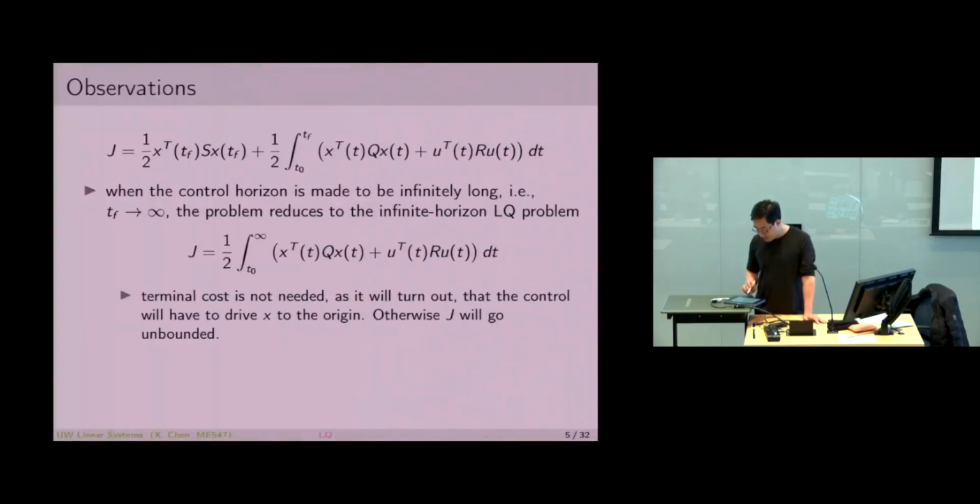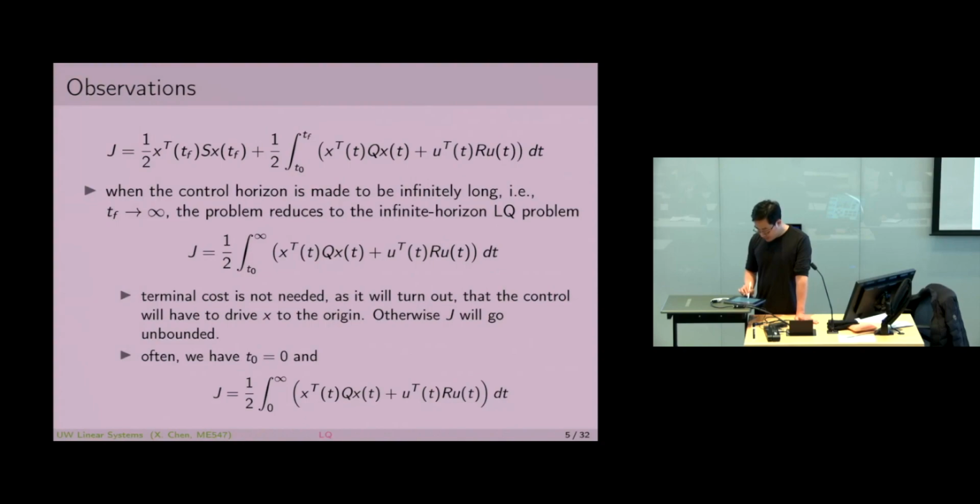You can see we no longer require this terminal cost, because for this performance index to make sense, it will turn out that x will have to be 0 at a steady state. We cannot have a non-zero state in the end, because if anything is non-zero, if you integrate it over time, then it's going to be infinity. It's going to have an unbounded cost function. So that's the first condition. Terminal cost is no longer needed. The control will have to drive x to the origin.